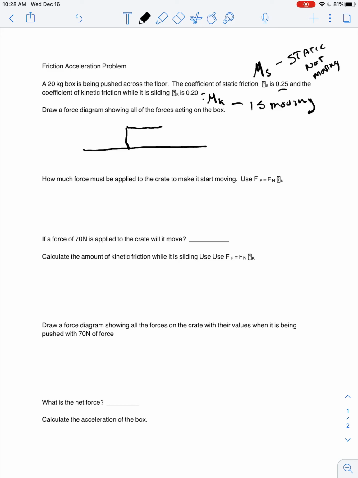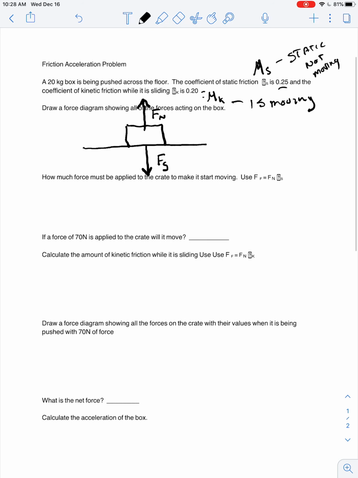So I'm just going to put my box there on the ground. And I've got a force of gravity here, and a normal force here. And I'm going to be pulling it, it says. So it's being pushed across the floor, so we know there's a push in this direction. I'm just going to label it FP.